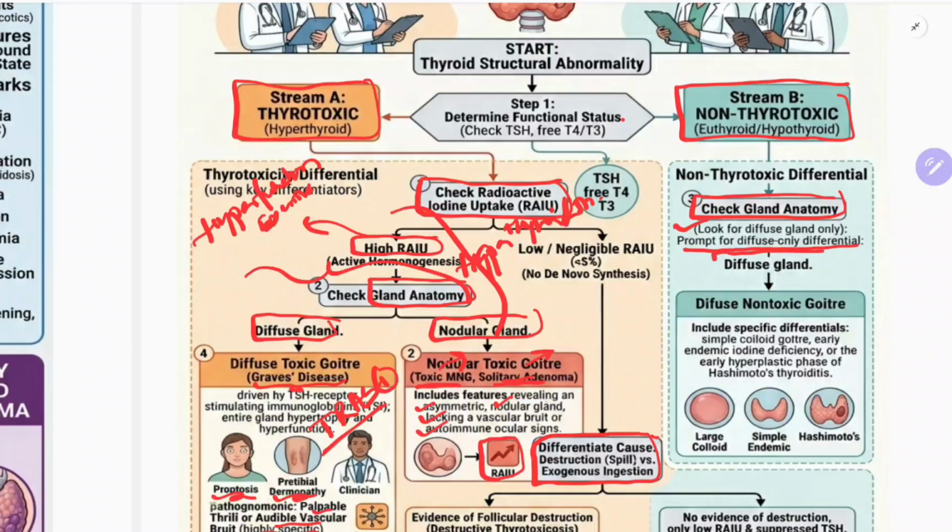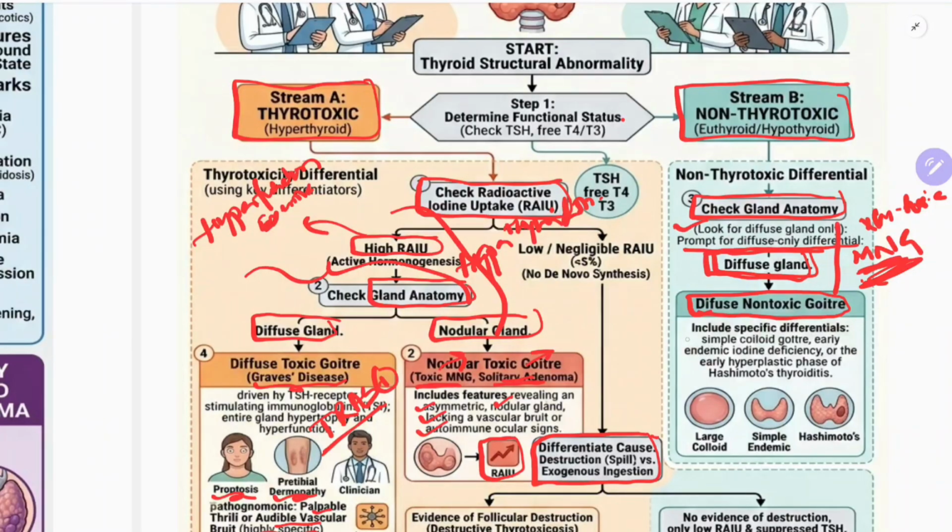Okay, if the gland is diffusely enlarged, and one more thing can happen. The gland can be nodular, it can be MNG also, meaning there can be multinodular enlargement, but that will be euthyroid or hypothyroid. That is known as non-toxic MNG. There the gland will have nodular enlargement, but focus on diffuse gland enlargement. That is known as diffuse non-toxic Goitre. If it is diffuse toxic Goitre, then the differential will go to Graves' disease.